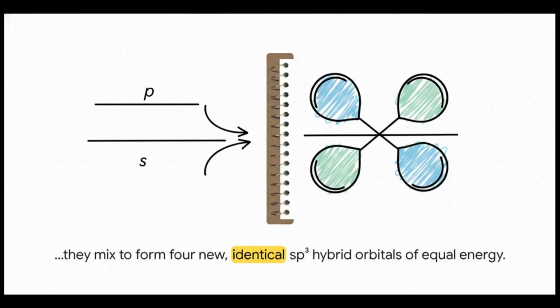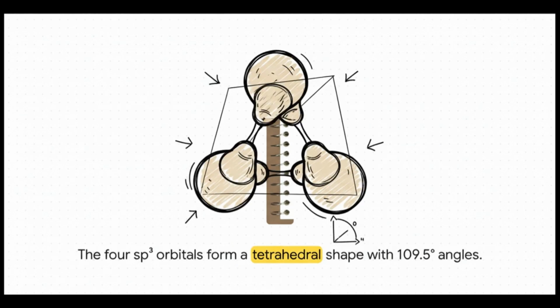This energy diagram shows it happening. They merge and average out, creating 4 brand new, totally identical orbitals that all have the exact same energy, which is somewhere in between the original s and p levels. Now, since we mixed 1 s and 3 p orbitals, we logically call these new creations sp3 orbitals.